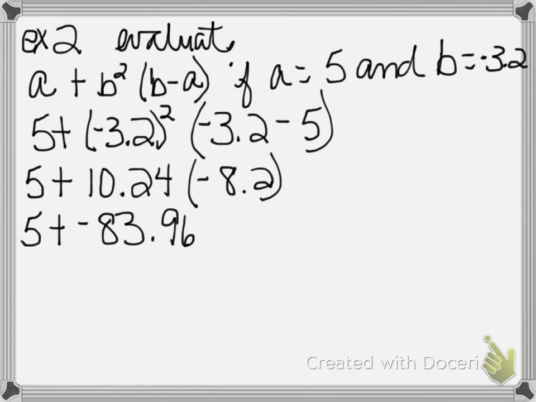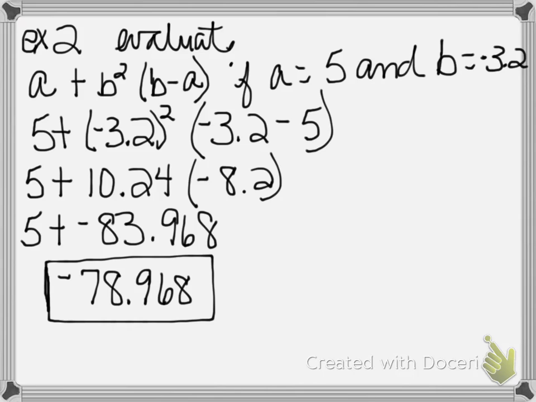Now we're going to either add or subtract whatever the signs tell us to do. The signs are different. That's a positive 5, and that's a negative 83.968. So we subtract and take the sign that goes to the larger number. So my answer is negative 78.968. Right now we don't round it. We leave it whatever decimal places it is.